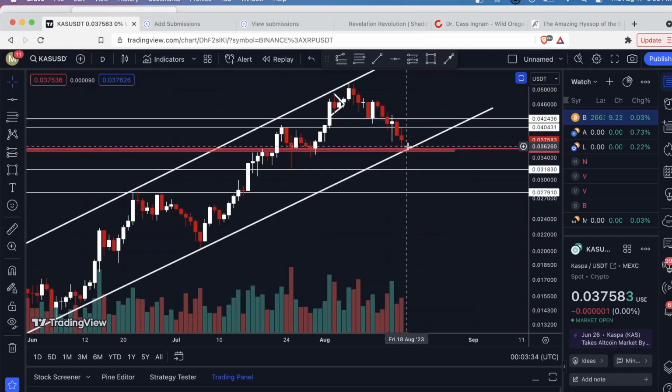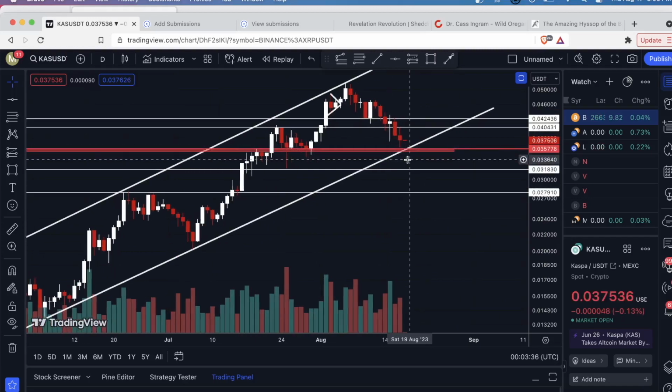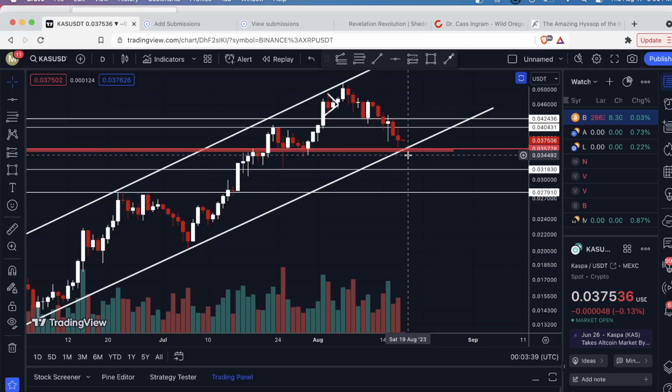This gives us a potential opportunity to take a long and place a stop loss just below here. Now, Bitcoin on the higher time frames looks very bearish, okay? But on the lower time frames, it looks very extended to the downside. So I wouldn't be surprised if on Bitcoin we start to see a little bit of a move up, but on the higher time frames, I think, I'm just going to show you.